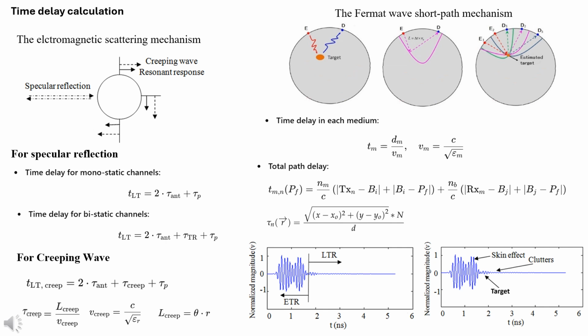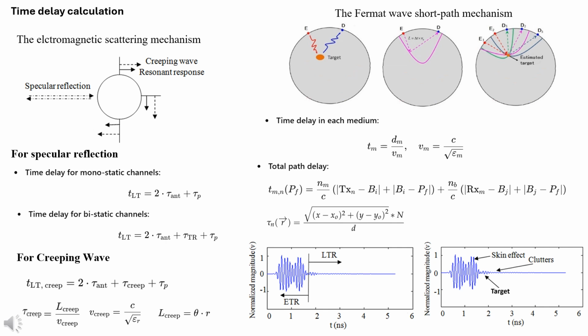In bistatic channels, where separate antennas are used for transmission and reception, the time delay equation includes an additional term for the distance between the TX and RX antennas. In addition, creeping waves are waves that travel around the surface of an object, such as a target or another scatterer, due to diffraction.